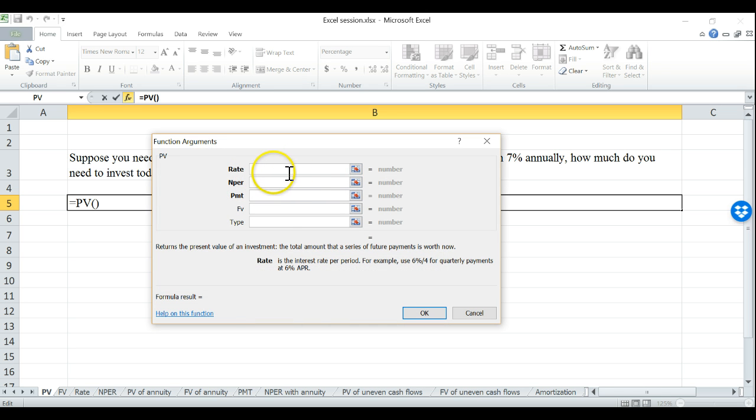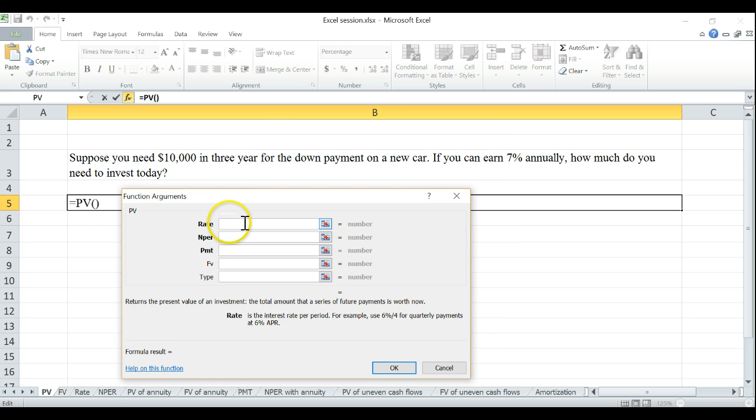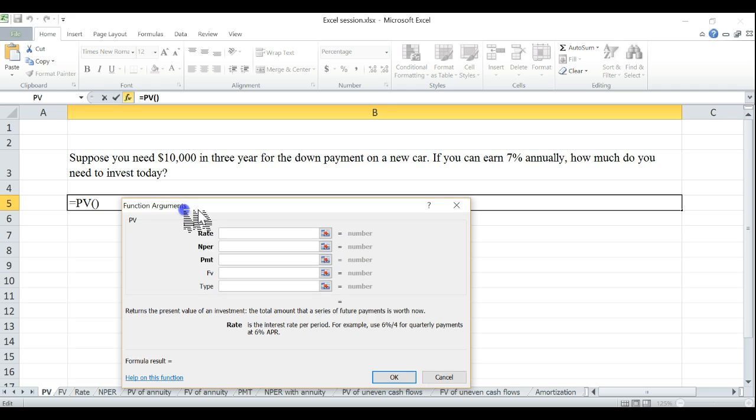Then it brings me to this screen, which again shows you the input values that you need to put. First it is asking for rate, and down below it shows rate is the interest rate per period. For example, 6% divided by 4 for quarterly payments. For annual payments it will be 6, for semi-annual it will be 6 divided by 2, and so on. In the example that we have here, it's an annual investment with a 7% interest rate, so we are going to put 0.07, that's 7%.